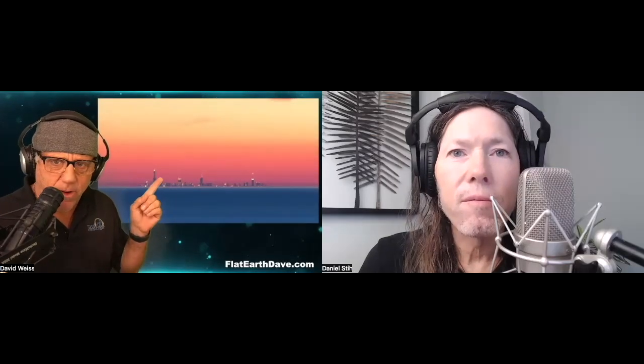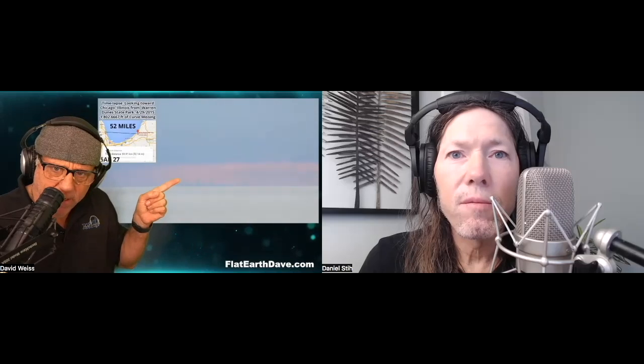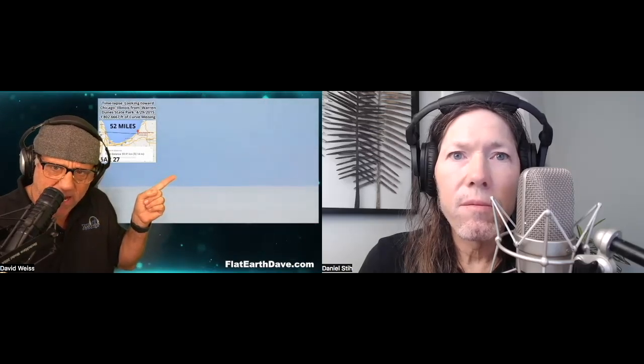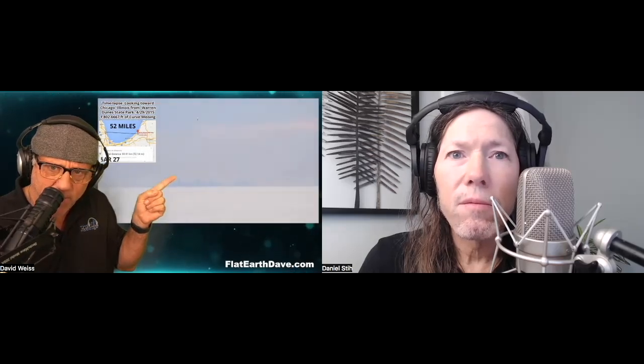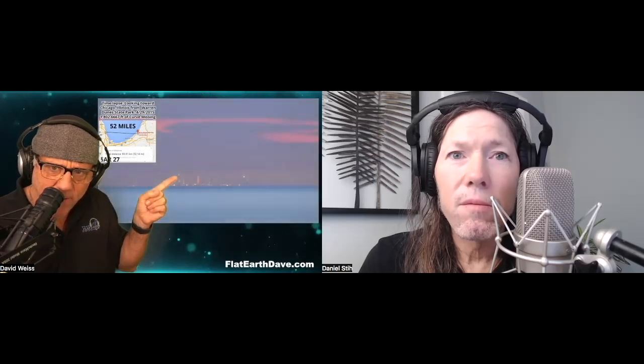So here's a time lapse of Chicago from over 50 miles away. Now look, I'm holding my finger next to this building. It's not changing. This is over like 18, 20 hours time lapse. And this building is still right there. Now, it should be refracting up, down. It should be wobbling, but it's not. It's just staying right there, and it hasn't moved.